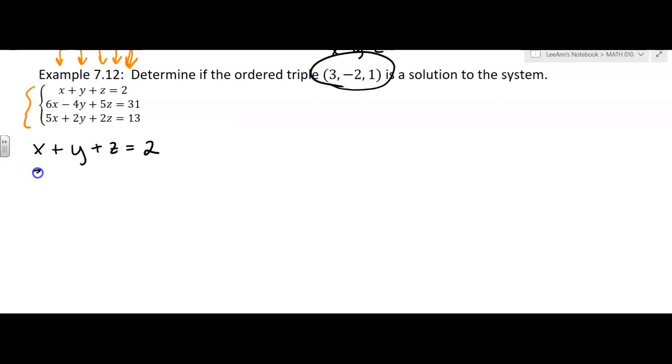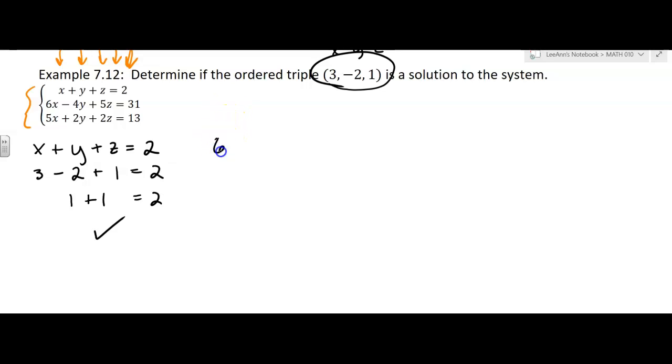Okay, so we're going to plug in x, we're going to plug in y, we're going to plug in z, and does that equal 2? Well, 3 minus 2 is 1, 1 plus 1 is 2, so yes. Okay, so it has to work in all three equations. So we have to check all three of them.